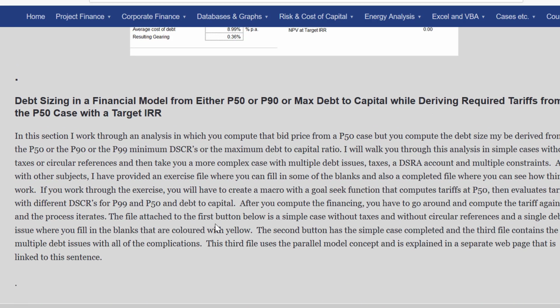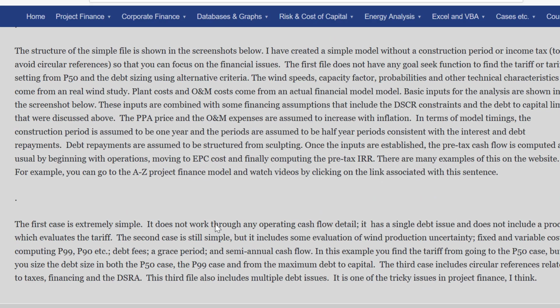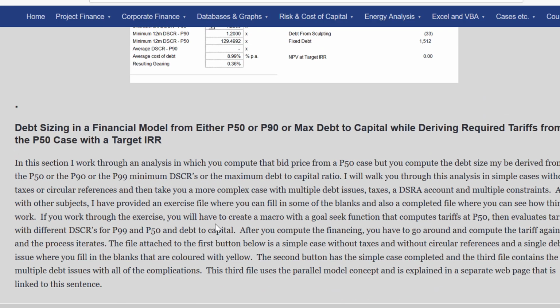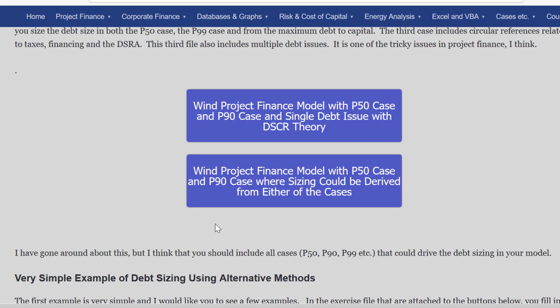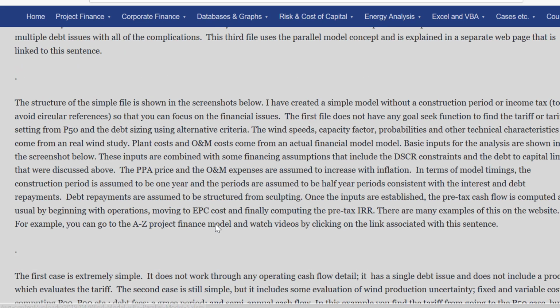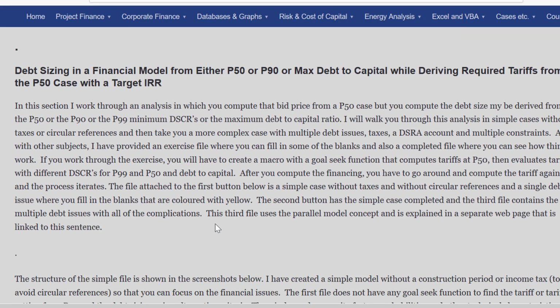Now, I'm sorry about this very, very long introduction, but the subject of this video is, how can we size debt in a P50 or P90 or P99 case? And how can we make this process not a total nightmare? And how can we have to compute. I'm not even reading this stuff because I can't right now.